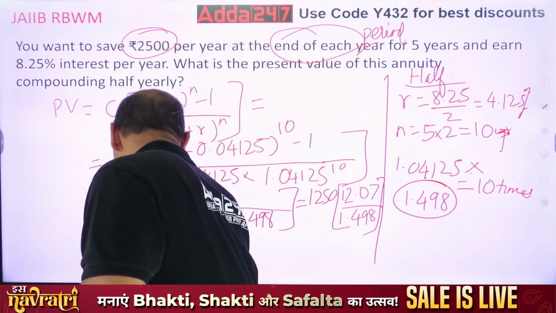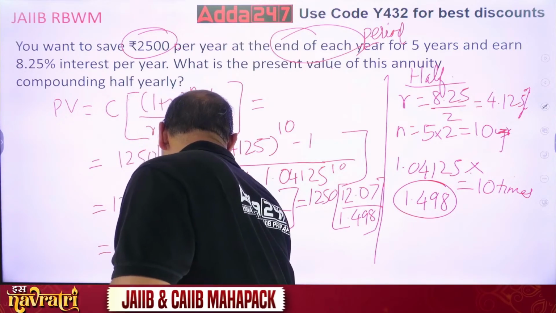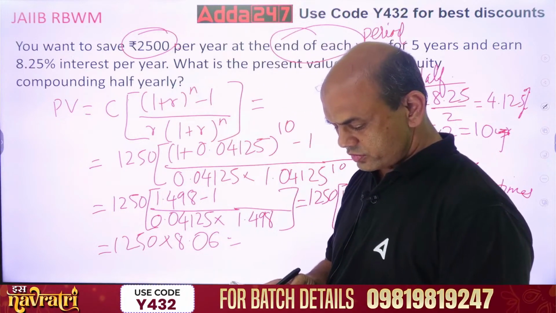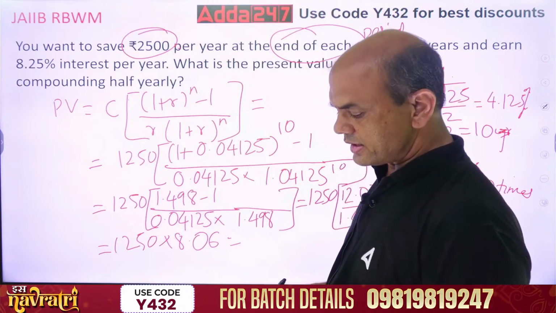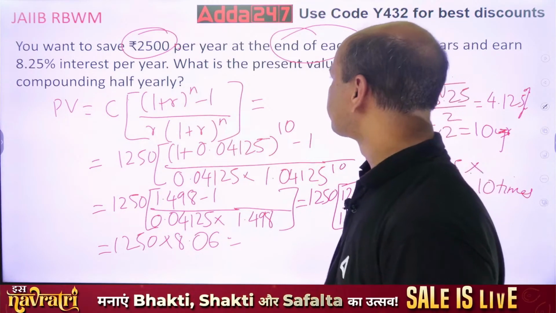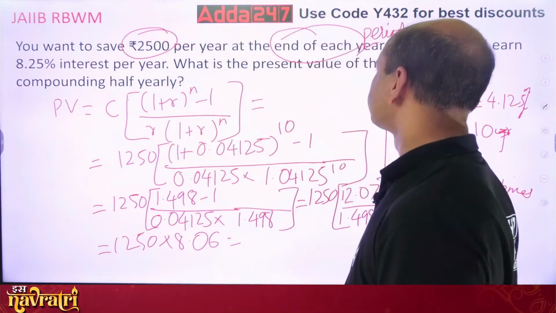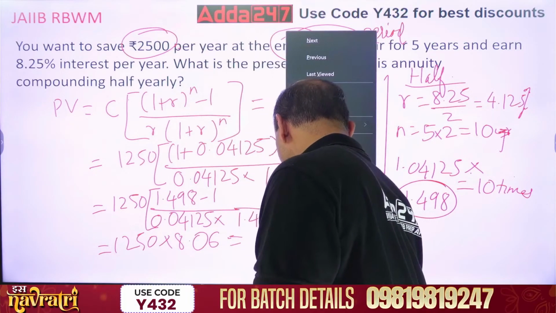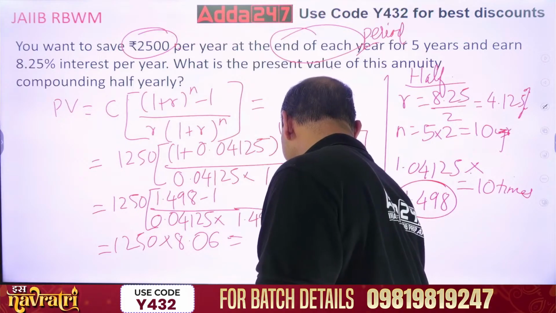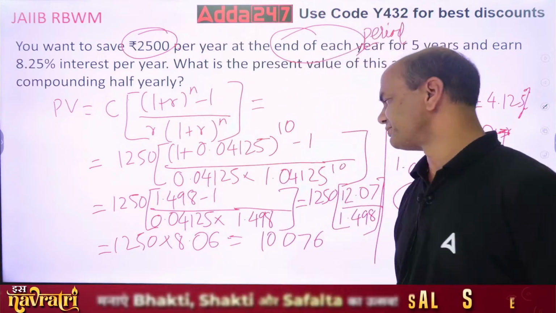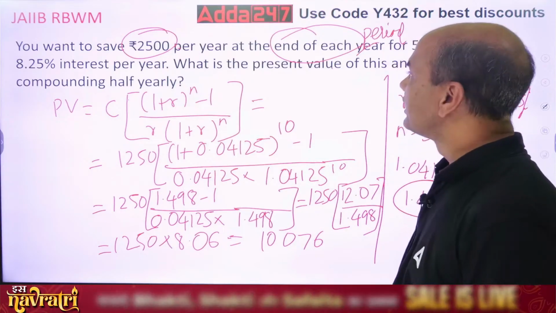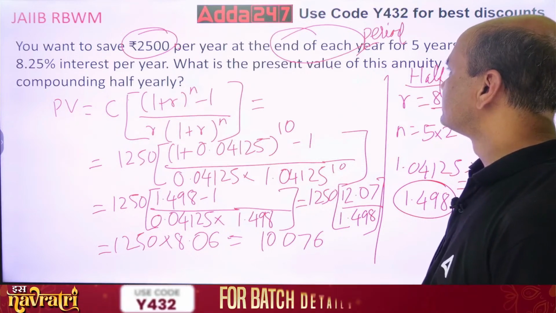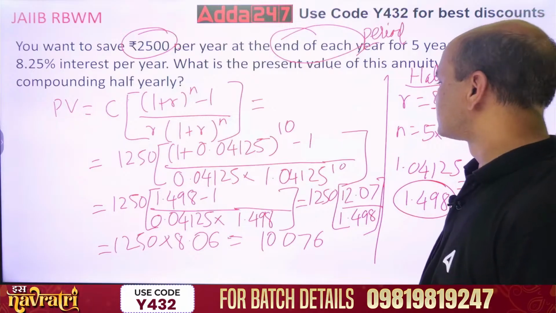So 1250 into 8.06. Now get the answer. Into 1250, so you're getting it as 10,076. Okay, 10,076. Got it? Got it, everyone? 10,076, for 5 years.